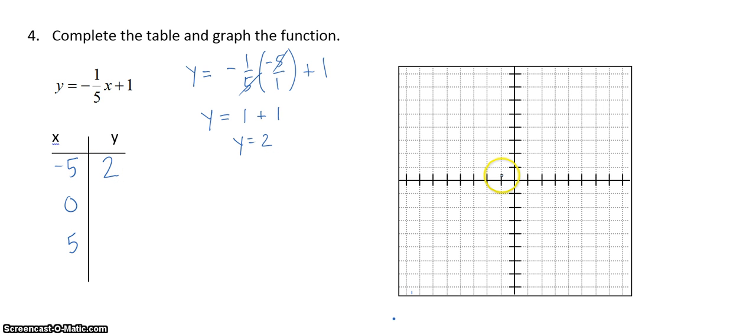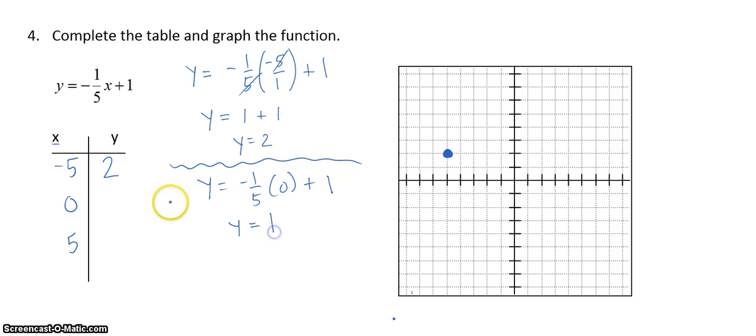That gives us the coordinate negative 5, 2. We plot that on our graph, and we move on to the next value of x, which is 0. If we plug in 0, anything times 0 is 0, so we have 0 plus 1 is just 1. We plot the point 0, 1.